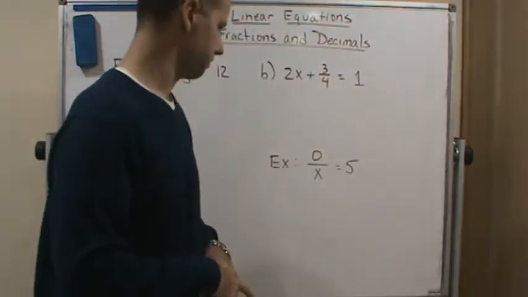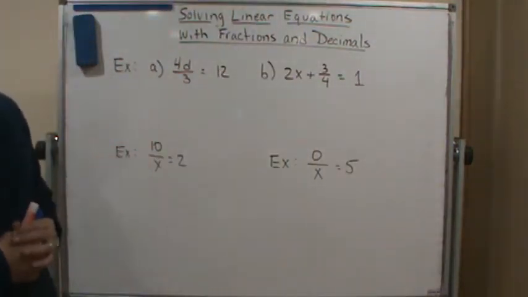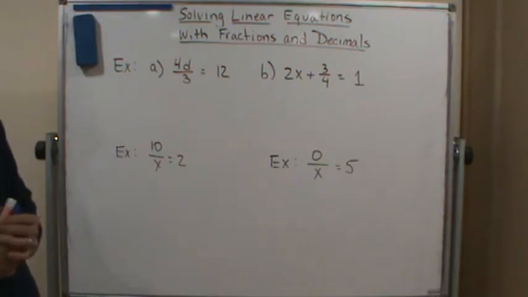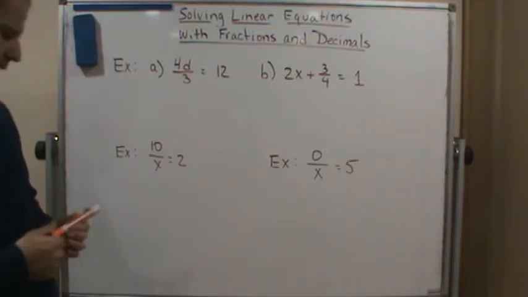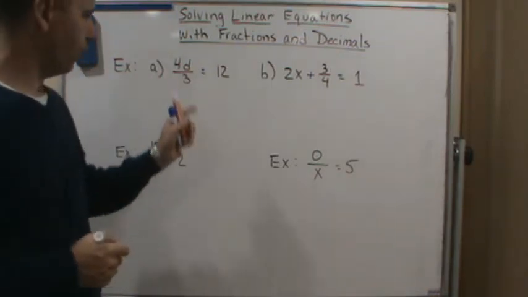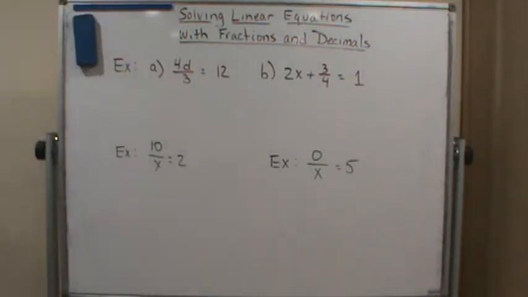So all we're using is the multiplication principle to simplify things. Let's look at some of these. The first one, we have 4d over 3 is equal to 12. And so what we're going to do is multiply everything by 3, to get rid of the fractions.